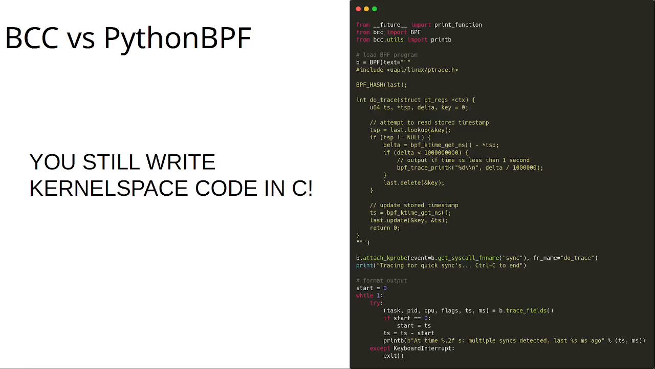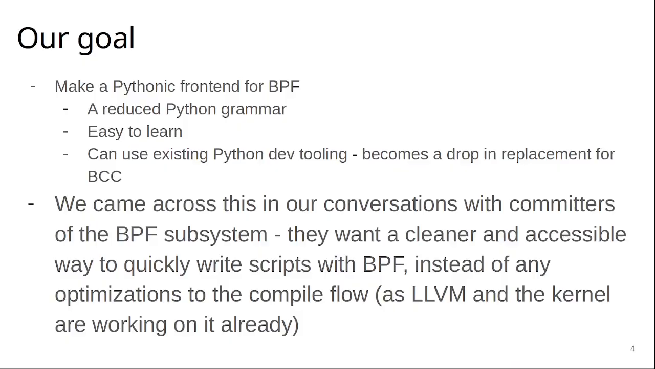How it all started. We set out to make a better Python alternative to the current Frankenstein of a BCC. As you can see, the kernel space C code is embedded in multi-line strings inside a Python program that does not allow us to take advantage of the Python LSPs, type checkers, and is in general ugly. We set out to fix this. Our goal was to make a Pythonic frontend for BPF with a reduced Python grammar, which is easy to learn and can use existing developer tooling and can become a drop-in replacement for BCC.